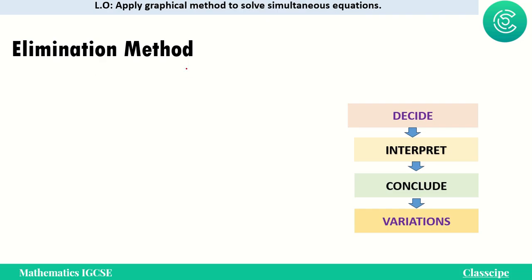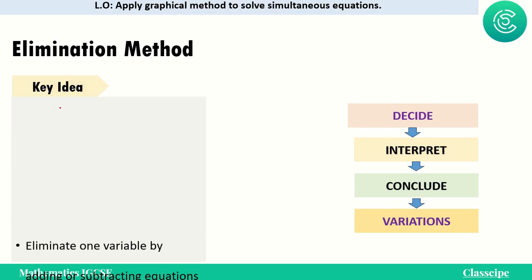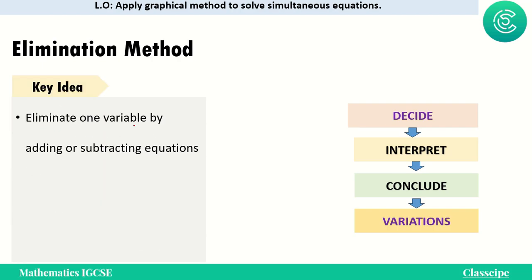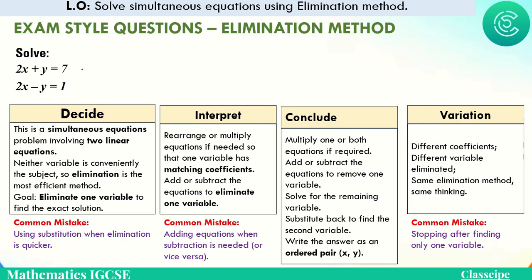The next method is elimination method. Now in this method, what is the key idea behind it? Eliminate one variable by adding or subtracting the equations. So you have to do addition or subtraction of the equations. After that, solve for the remaining variable, and then substitute back.